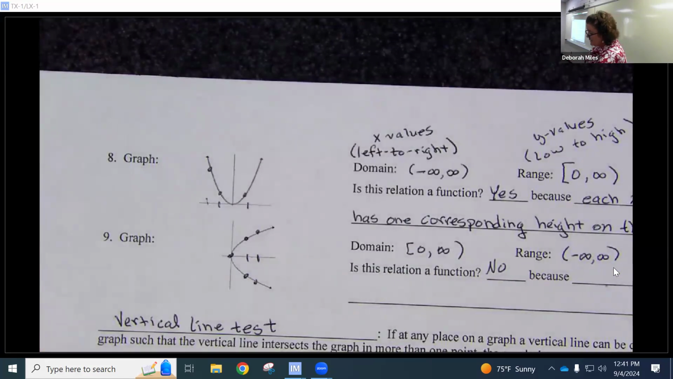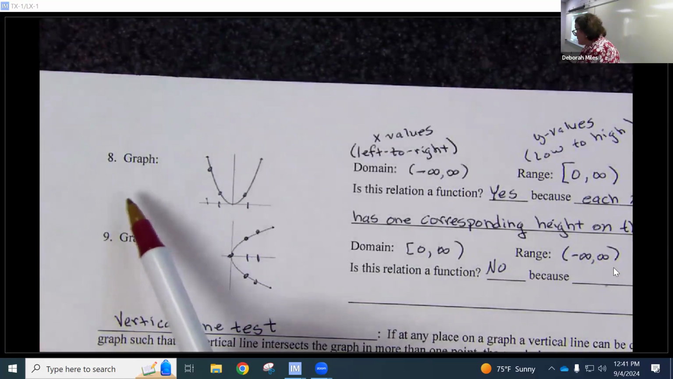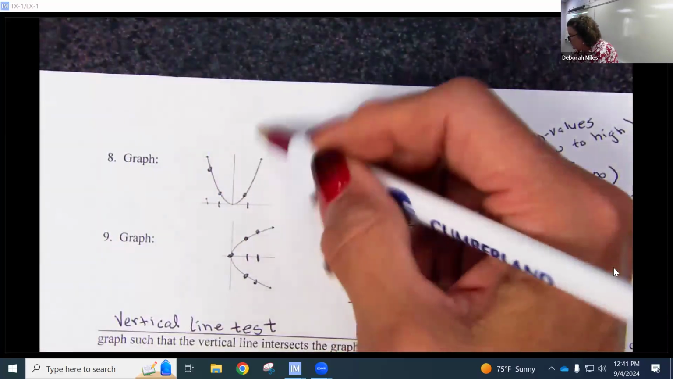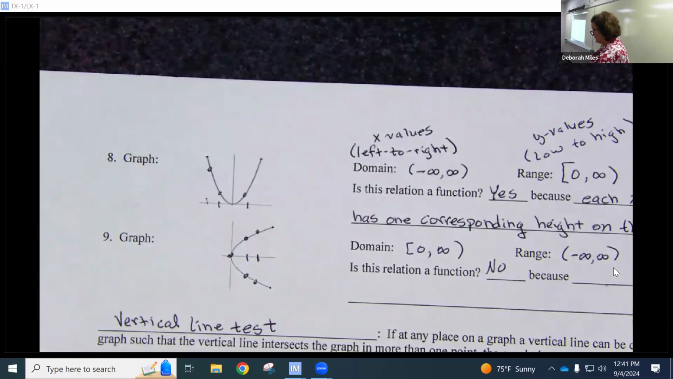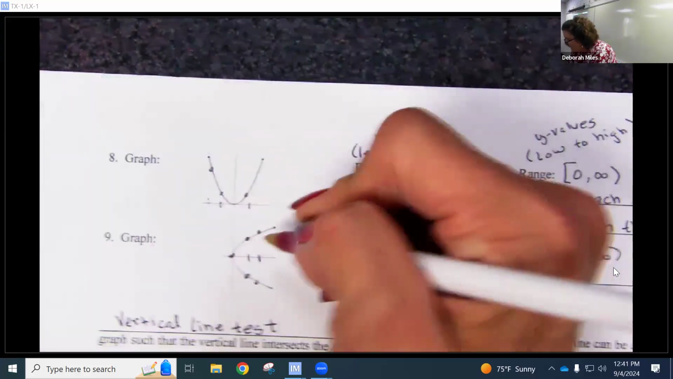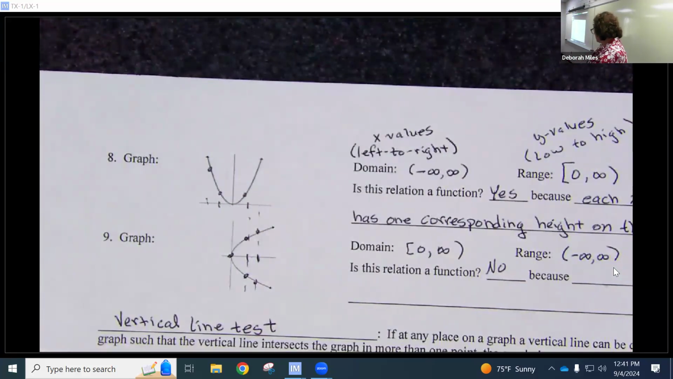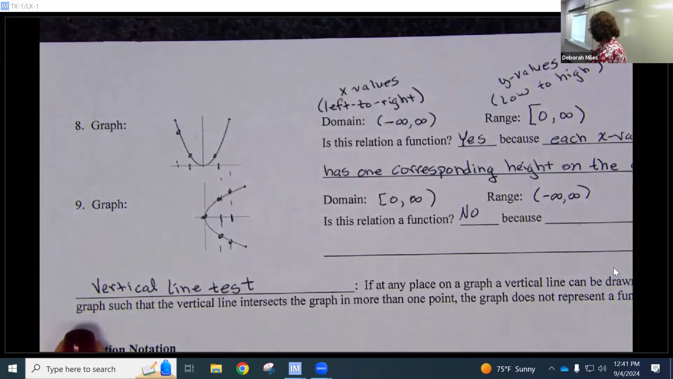And we can see that the graph in number 8 would pass the vertical line test. No matter where I put a vertical line, it would only touch the graph in one place. But number 9, the graph would fail the vertical line test. There are multiple vertical lines that would touch the graph in more than one place, and therefore it's not the graph of a function.